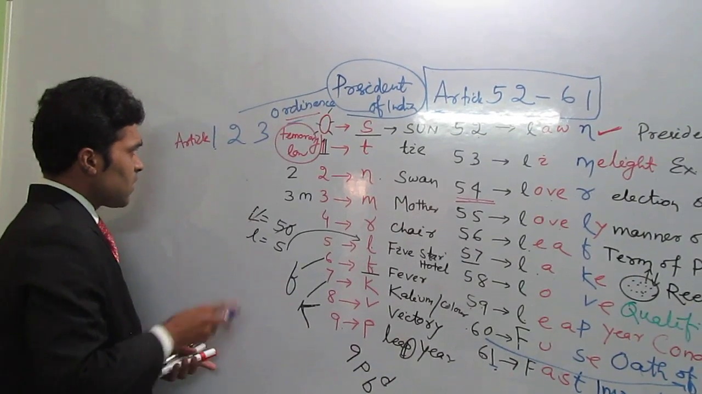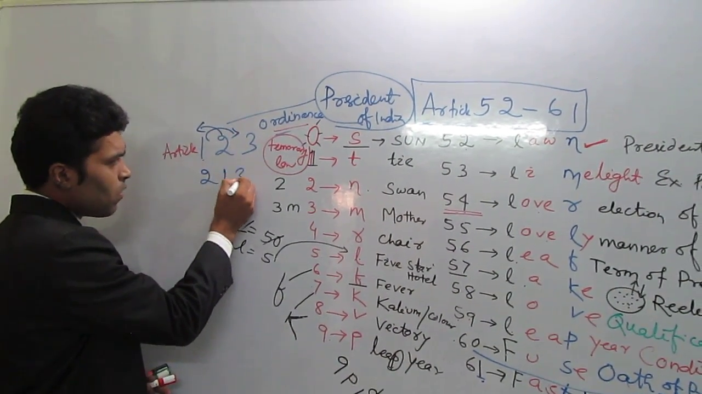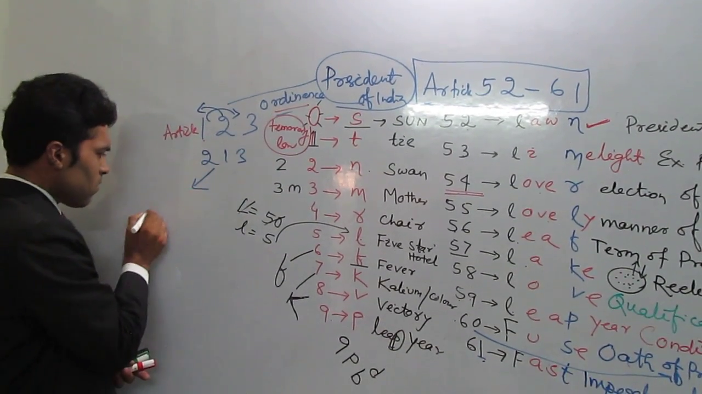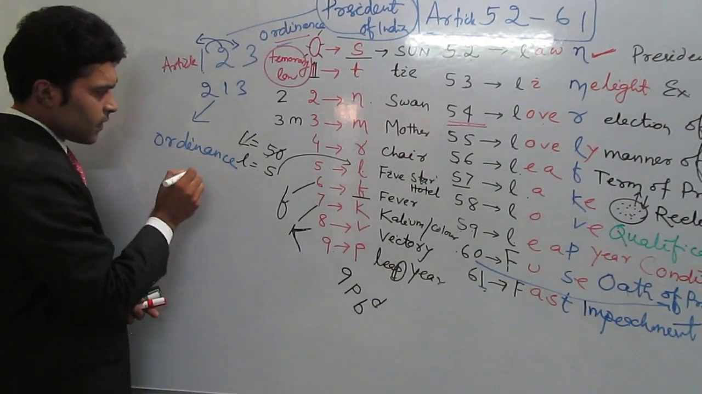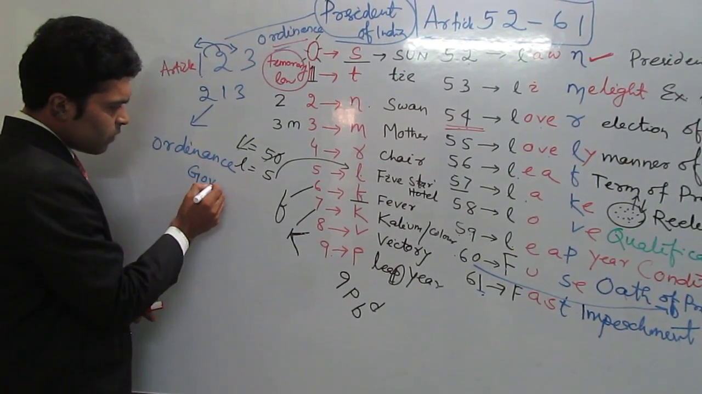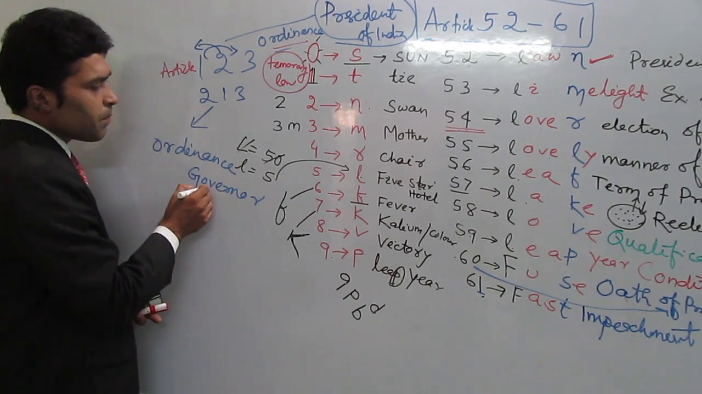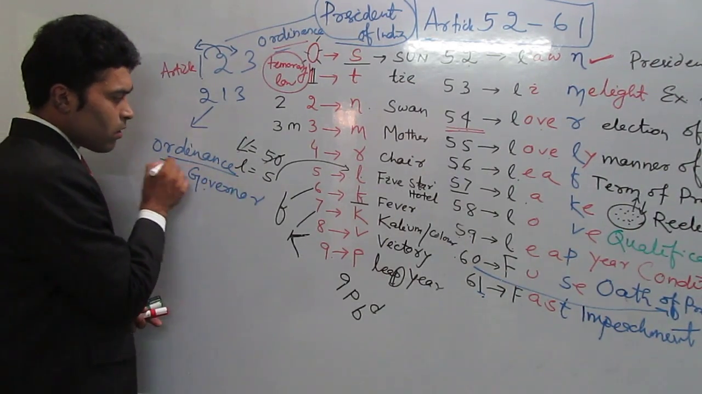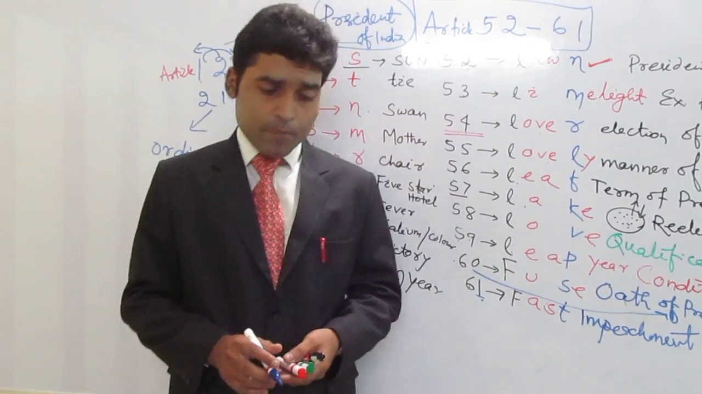And if I move this 2 here and 1 here, that is 2, 1, 3, ordinance by governor. That means in case of a state, whenever the assembly is not functioning, the governor has power to issue temporary law, or we can say ordinance. So these are the things about the President of India.